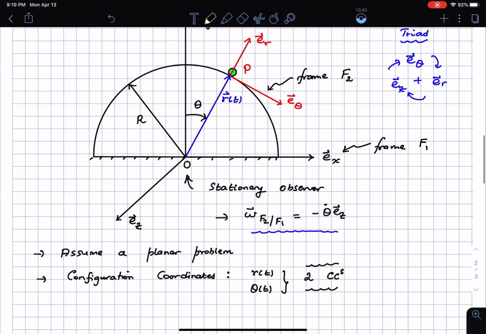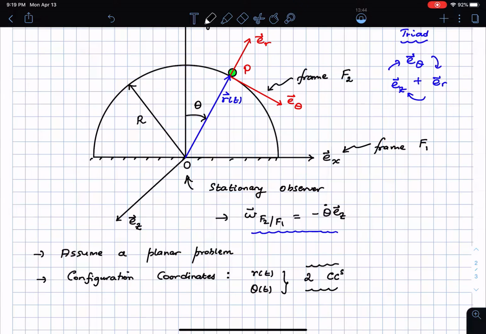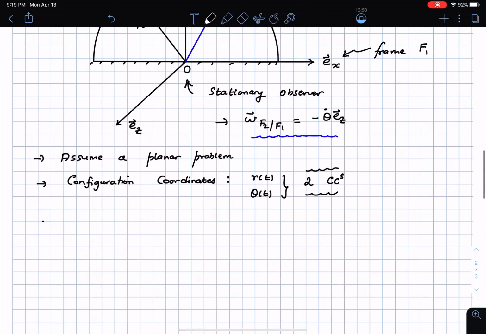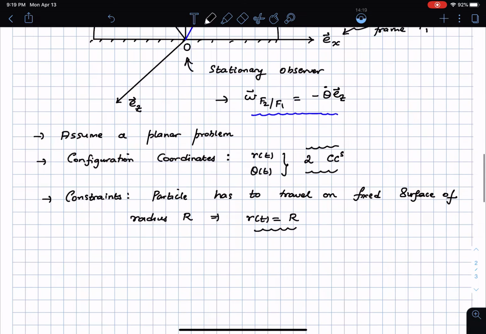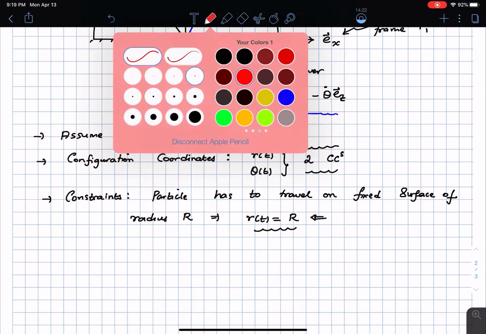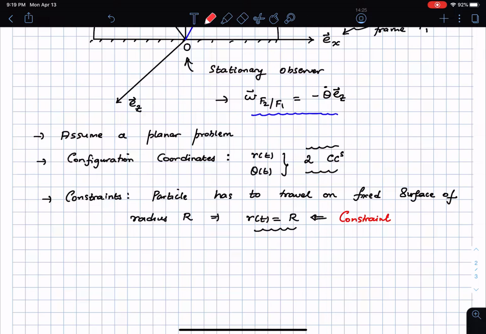All right, what is the constraint? The constraint is that the particle has to be on the surface here, which means that at any given point in time r of t is equal to capital R. Constraints are that the particle has to travel on the fixed surface of radius R, which means that r of t is equal to capital R is the constraint equation.